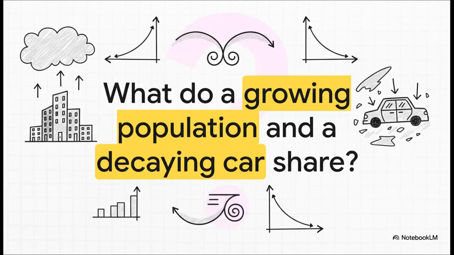Okay, so let's just jump right in with a question that seems kind of weird at first. What could a booming town and a car that's losing value possibly have in common? I mean, one's going through the roof, the other's plummeting. They feel like total opposites, right? But what if I told you they're just two sides of the very same mathematical coin?